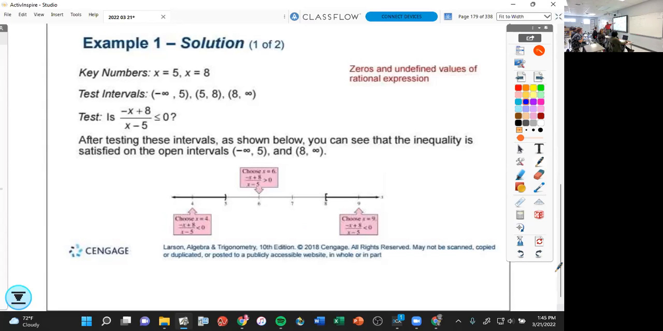Okay. So the parentheses are for the test intervals. But when you get your final answer, then you have to ask yourself the question, can it include the endpoints? And if it can, you change it to a bracket. You never want to plug a key number in to see if it's going to be a true or false statement. Questions on this problem? And this next slide is going to talk about what I just talked about as far as the 8 changing to a bracket.